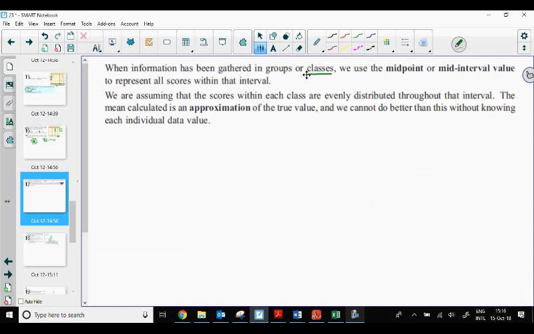We can still get estimates of the mean and the median and the mode by just taking the midpoint of each interval. That's going to be our approach. Is this perfect? No, but it's as accurate as we can get.